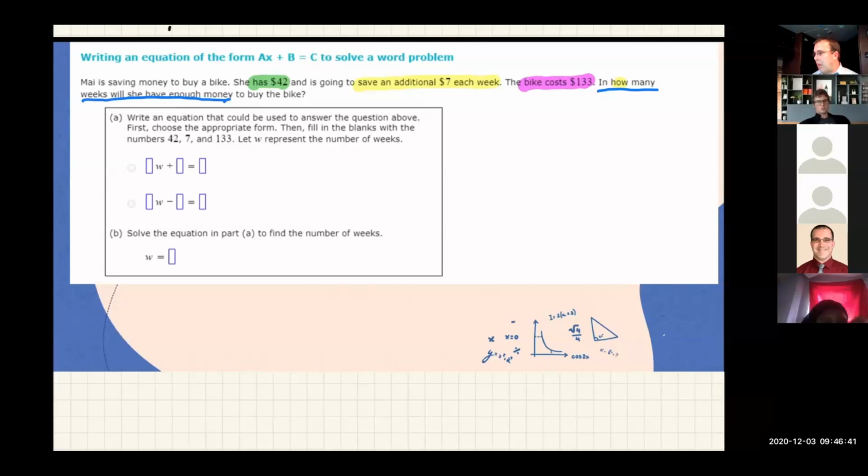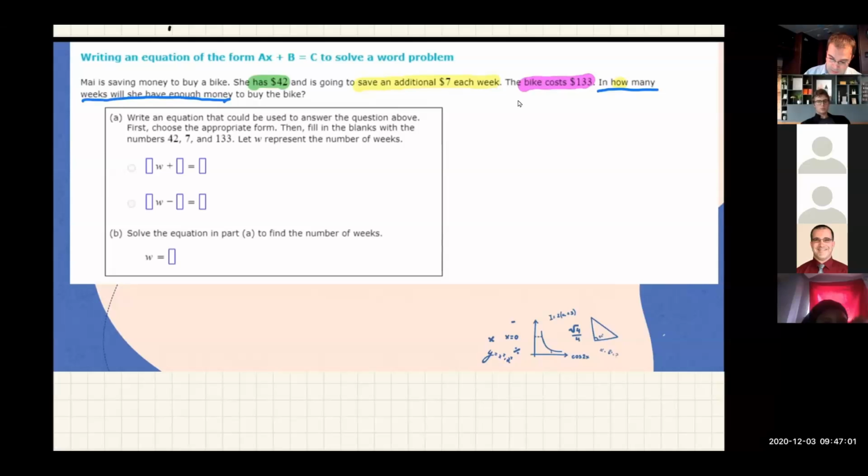What do you think, Clarissa? Are we going to add that $42 on to the $7 she saves each week, or subtract it from it? Thanks, Clarissa. Add is correct.